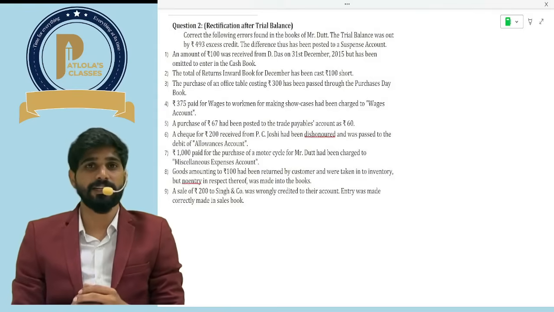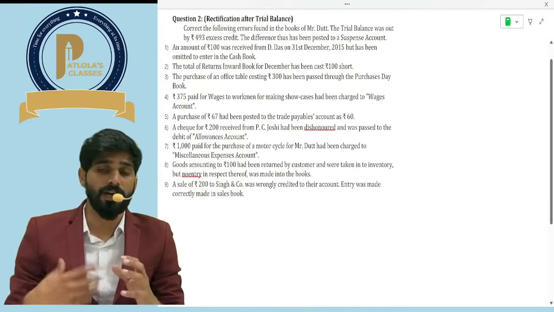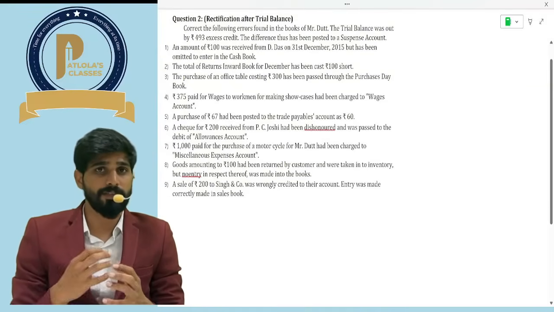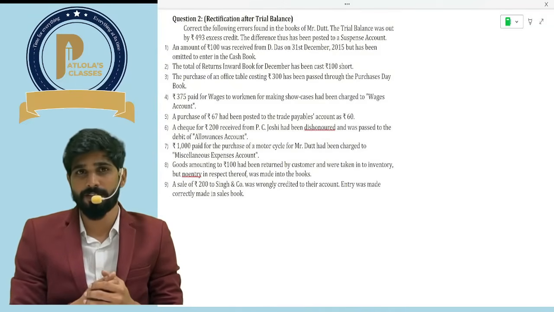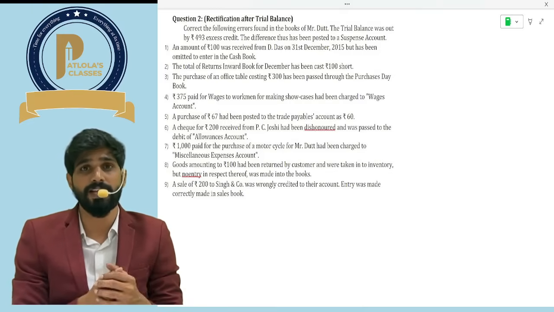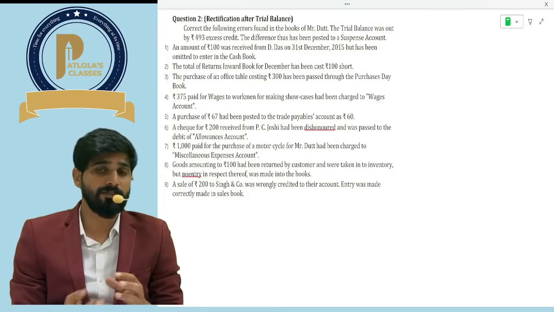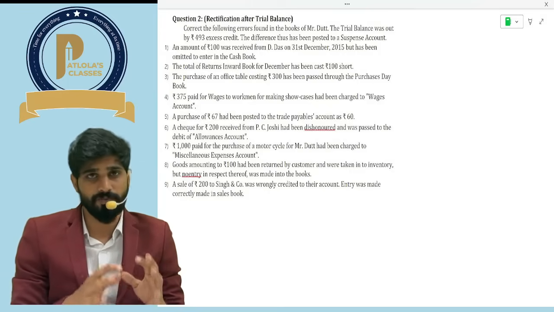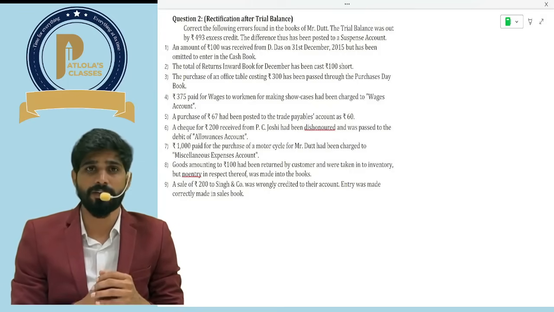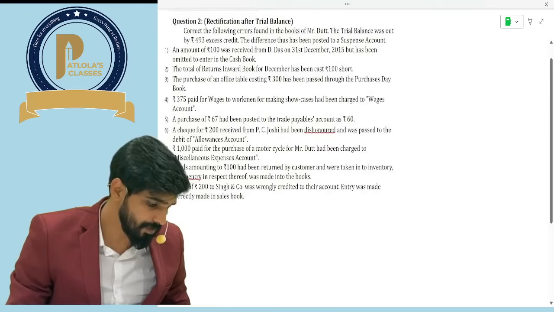Now let us get started with the second question. This second question is on the basis of rectification after trial balance. Whenever we are doing rectification after trial balance, we are going to have something called suspense, if your trial balance does not tally because of the error. But sometimes it so happens that even if there is a mistake, your trial balance will tally, then we will not have anything called suspense. Let us understand what this case is.